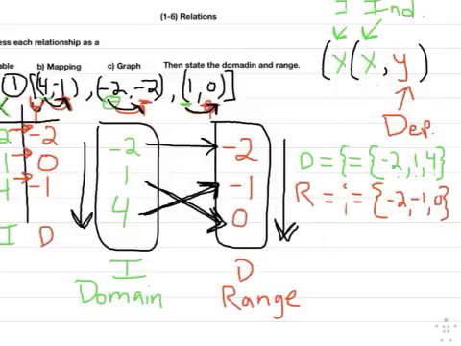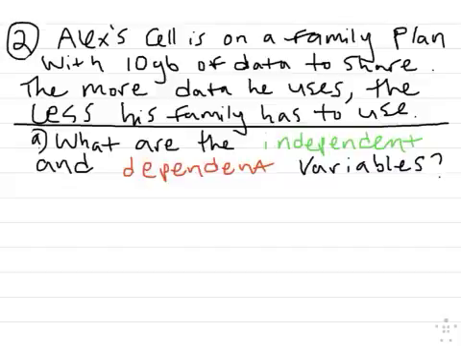Okay, so on to the next type of problem. Here's a little word problem setup. Alex's cell is on a family plan with 10 gigabytes of data to share. The more data he uses, the less his family has to use. So the more he uses, the less his family gets, right? If he's streaming videos and on Pandora and YouTube all day, then his family is going to get really angry because he's using all the data.